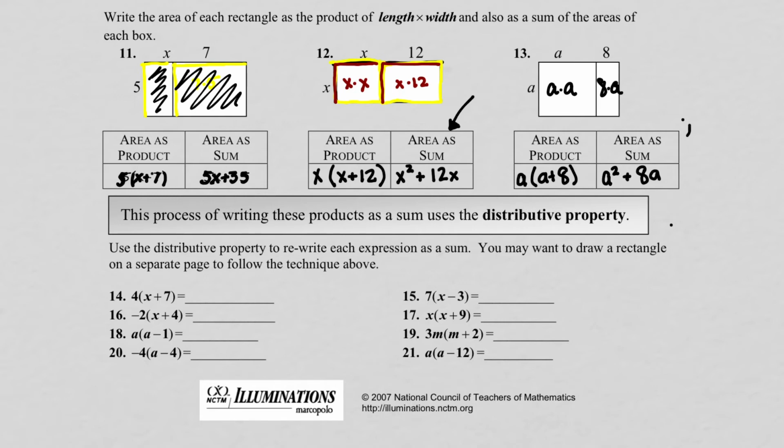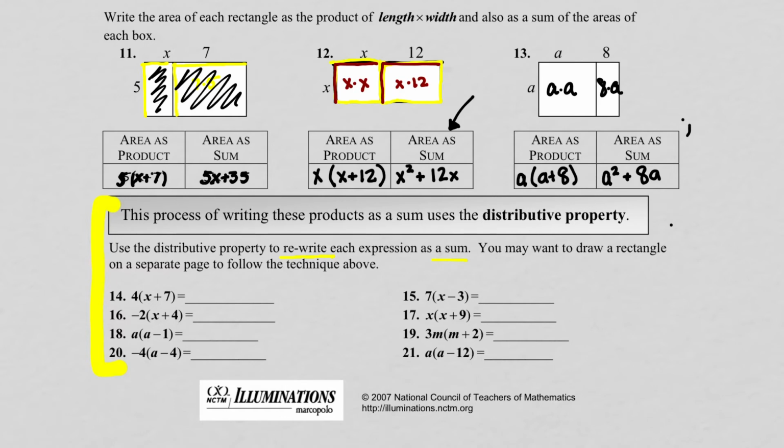This last part is what you're going to do for practice. Once you're finished with this practice, I want you to show it to Mrs. Witt. All right, so I want you to work on using the distributive property to rewrite each expression as a sum. Right now it's written like it is the area, where I've got 4 times x plus 7, and I want to rewrite it as a sum.